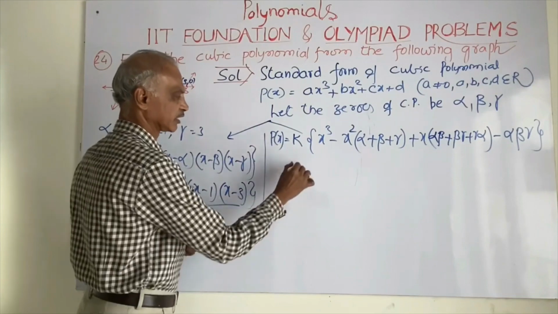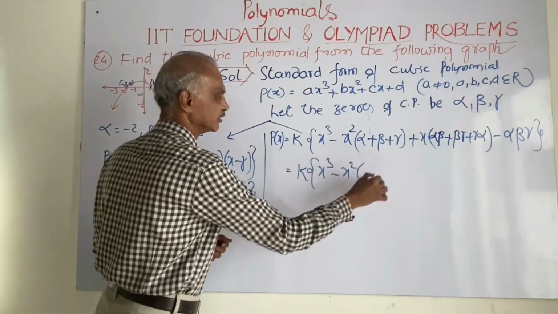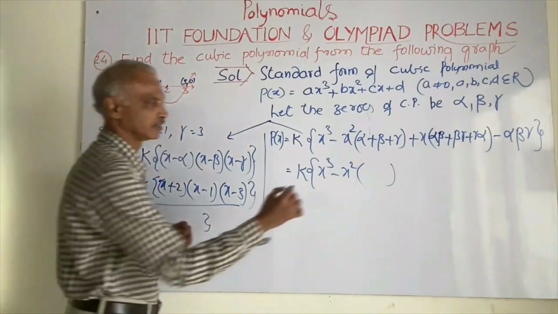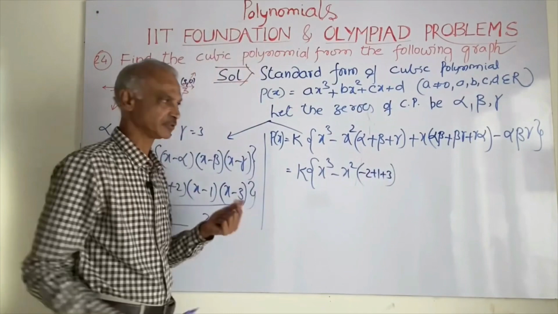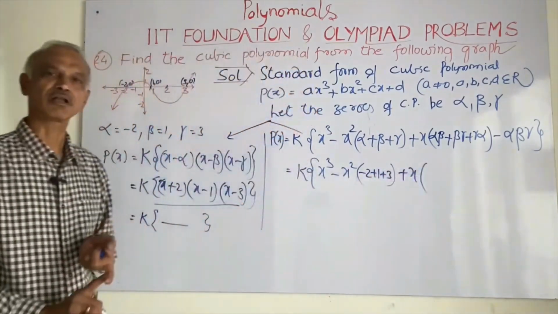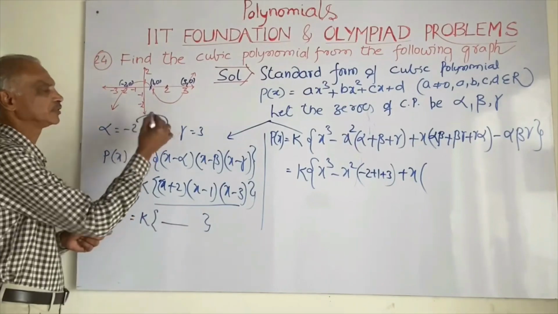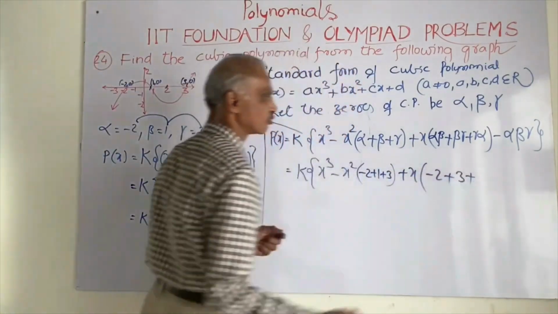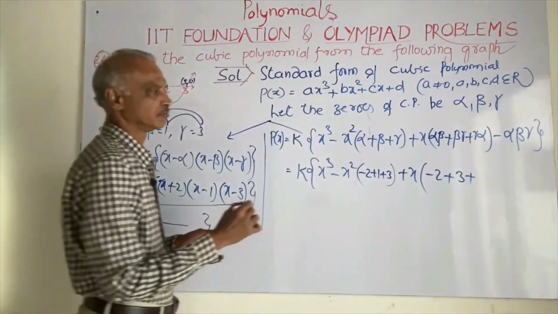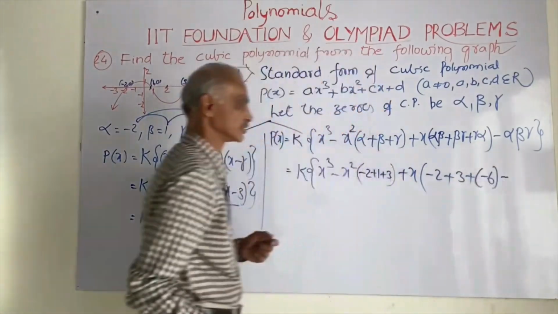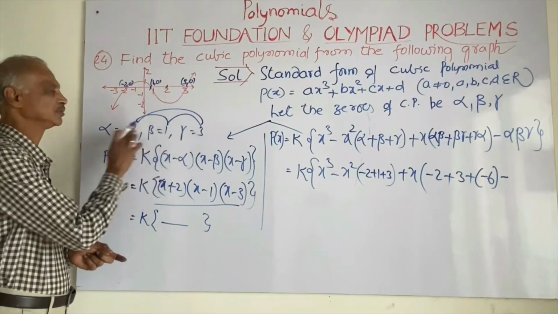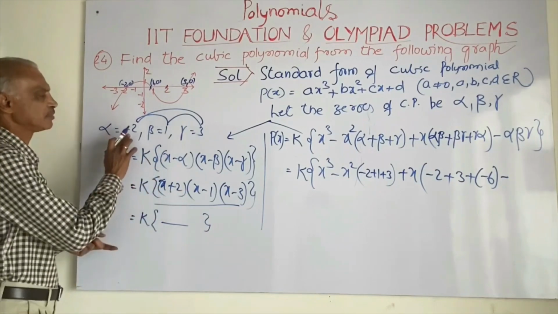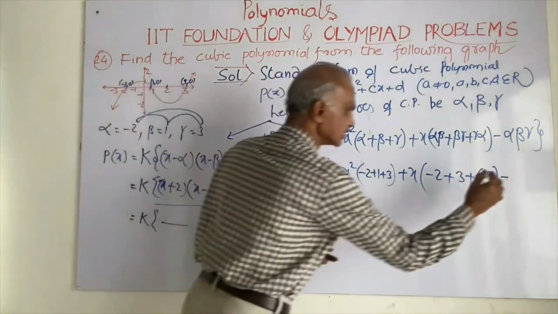Now, k into x cube minus x square into (alpha plus beta plus gamma), the sum of zeros, -2 plus 1 plus 3, and x into the sum of the product of zeros taken two at a time: -2 into 1, -2, plus beta into gamma, 1 into 3, 3, plus gamma into alpha, 3 into -2, -6, minus alpha beta gamma, the product of zeros: -2 into 1, -2, -2 into 3, -6.